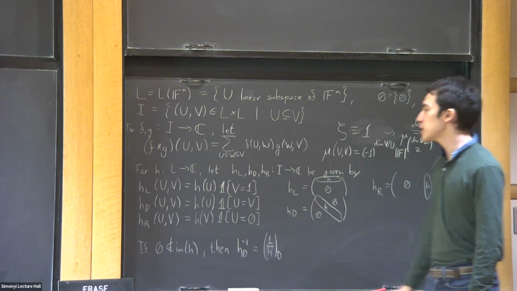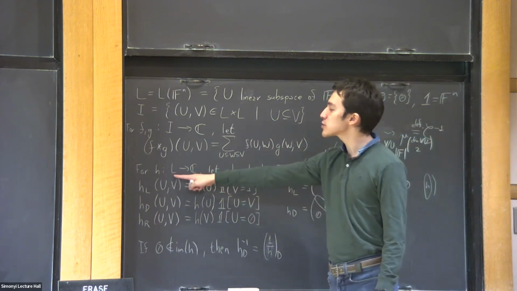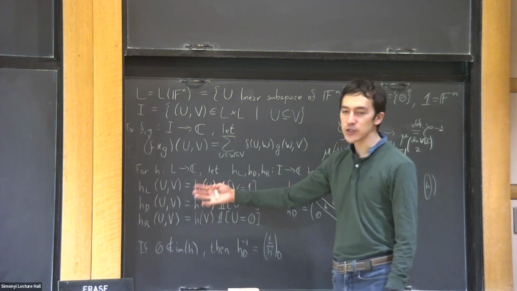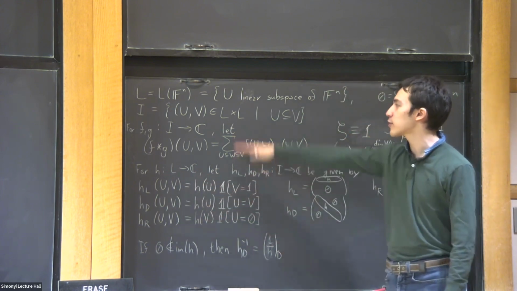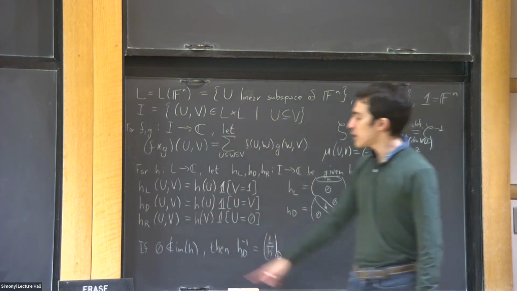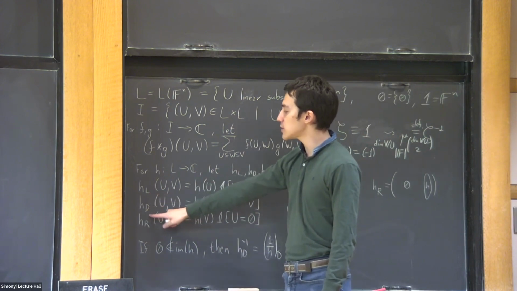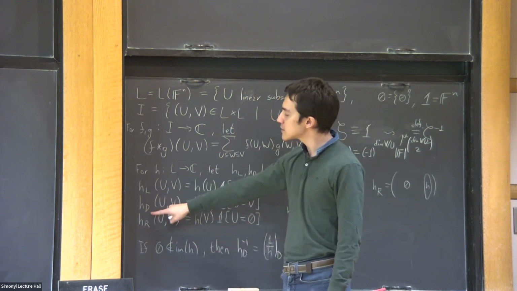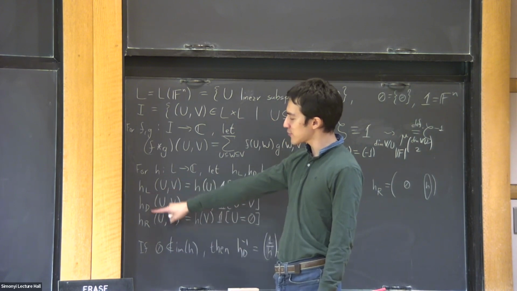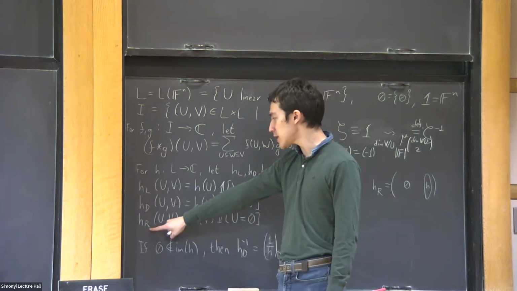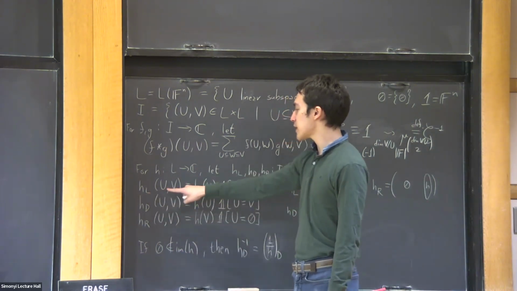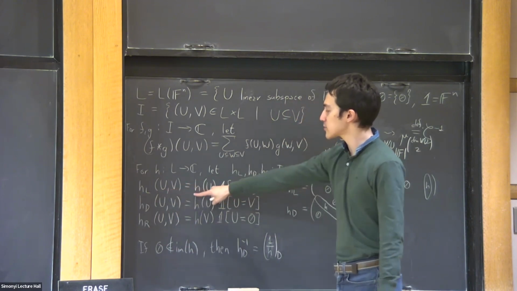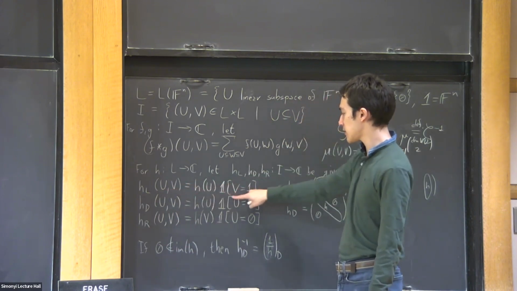And so it will be convenient, when I have a function just over L, to define a corresponding function from I, and these are H_L, H_D, and H_R. These names suggest L for left, D for diagonal, R for right. L for left means I only care about the left element, so it's going to be H of U, but I care that the other one is 1.